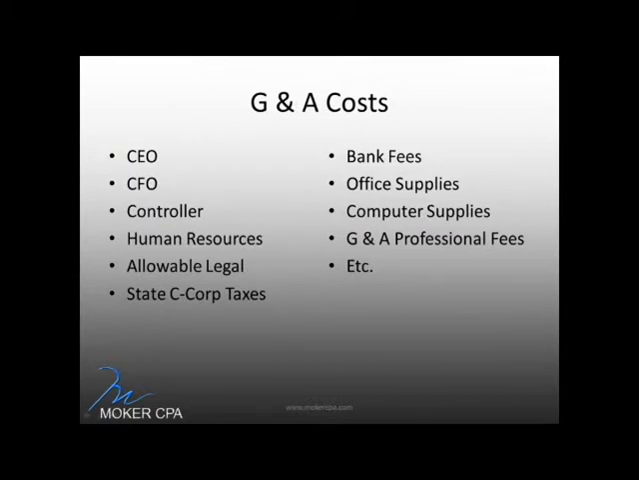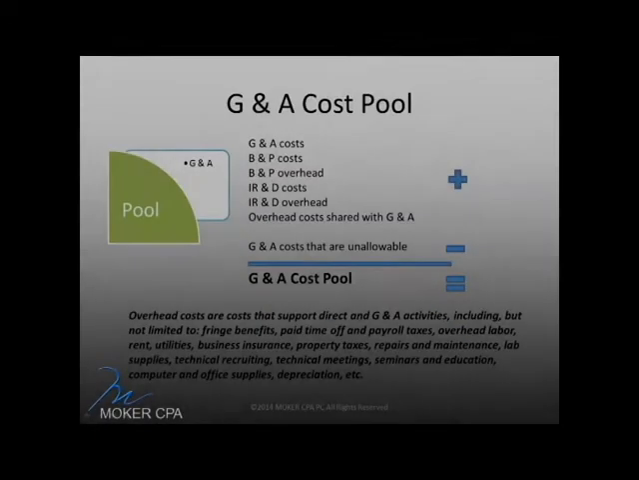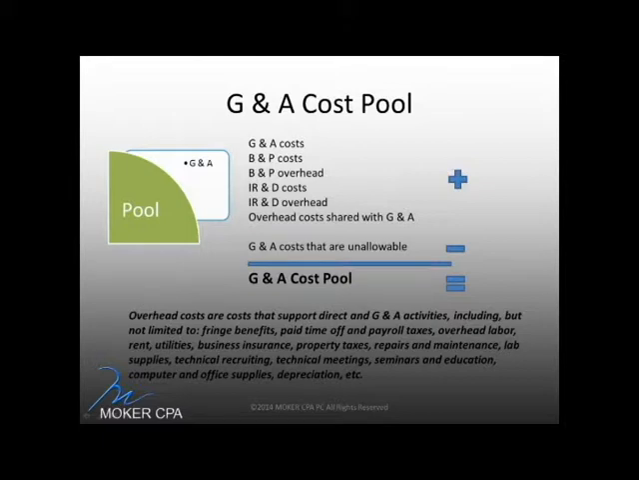G&A costs are costs that support the general business operations and include the CEO, CFO, controller, HR, allowable legal, state corporate taxes if you're a C Corp, bank fees, office supplies, G&A professional fees, and anything else. In addition, a portion of overhead that supports G&A activities is allocated to the G&A cost pool. The G&A cost pool also includes an overhead allocation to bid and proposal and independent or internal research and development labor. There's also a fringe allocation where separate fringe rates exist.